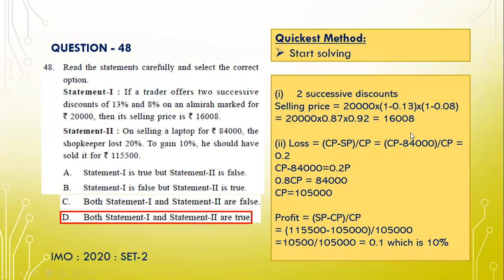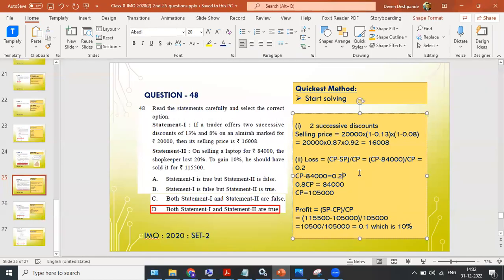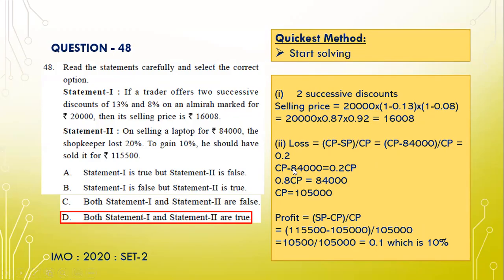What was the selling price? 84,000. So cost price minus 84,000 upon cost price is, how much loss was there? 20%. So 20 upon 100, which is 0.2. Loss is 0.2. So CP minus 84,000 is 0.2 into CP. When CP goes on this side, it will be multiplication. So CP minus 0.2 CP is 84,000.